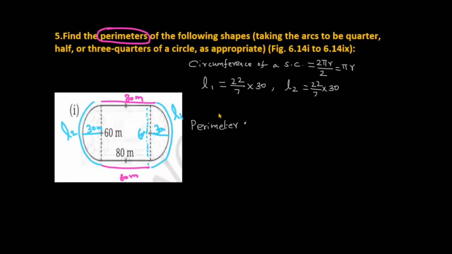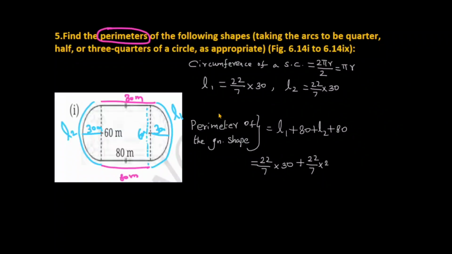Perimeter of the given shape is equal to L1 plus 80 plus L2 plus 80 meters. So L1 is 22 by 7 into 30 plus L2 also 22 by 7 into 30. 80 plus 80, 160.